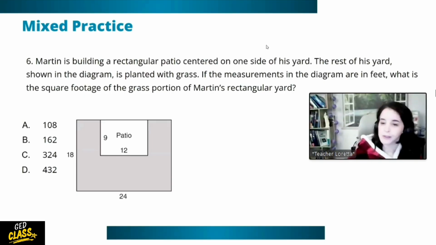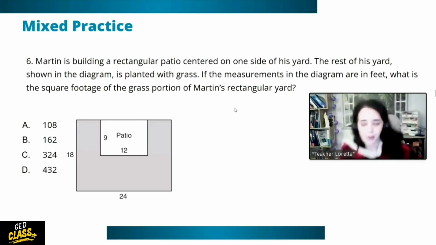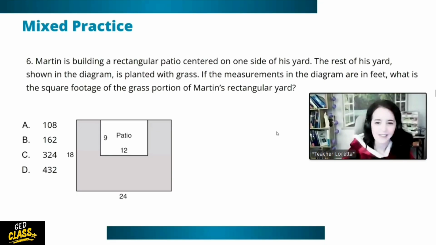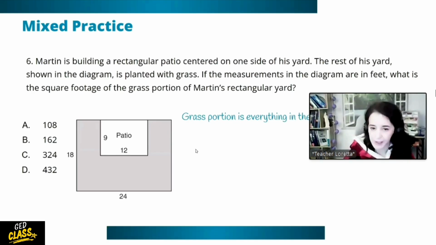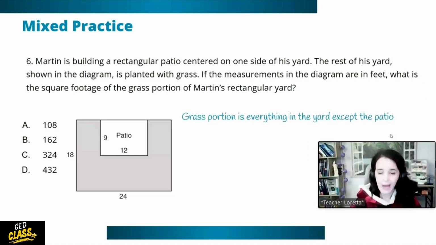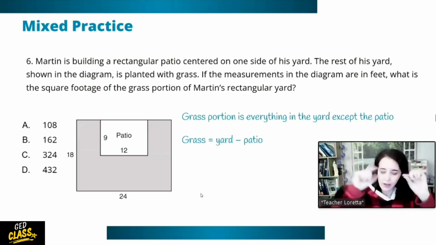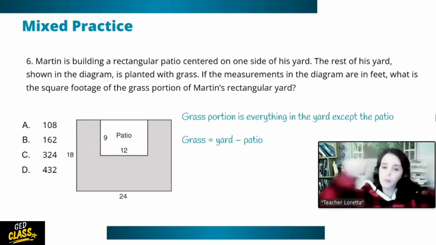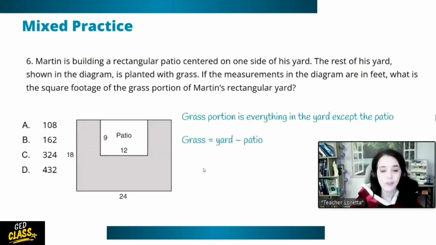All right, so remember, shaded region, subtract. Shaded region, subtract. Let's talk about it. I'm glad that was helpful. Now, the grass portion is everything in the yard except for the patio. So our big plan is going to be to find the area of that whole rectangle. Then we'll subtract away the patio, and that will give us the grass. So the big rectangle, we'll subtract away that small white rectangle, and that will give us the gray rectangle. So let's find the area of the big gray rectangle.